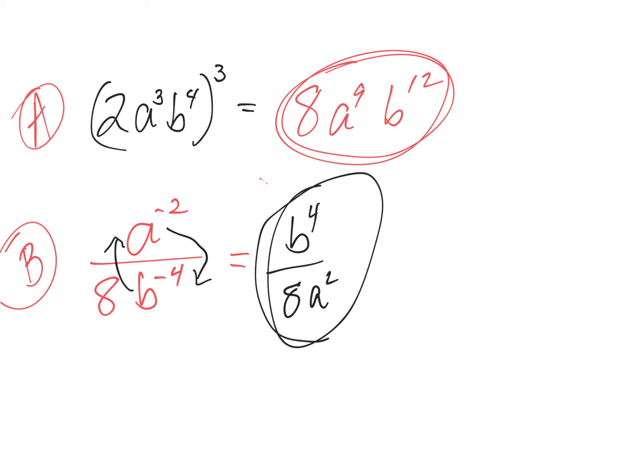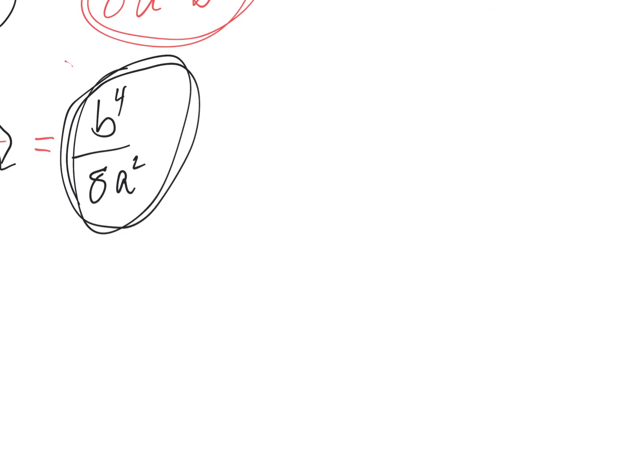Perfect. Now some kids moved the 8 because they thought that the 8 and the b were like married together, stuck forever. They're not. The 8 can stay on the bottom. All right. How many of you had that one right? Okay, good. We're on a roll so far. Next one. These are harder.